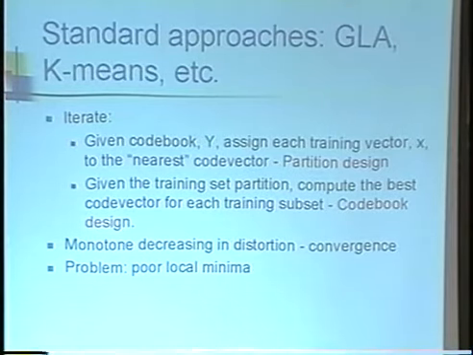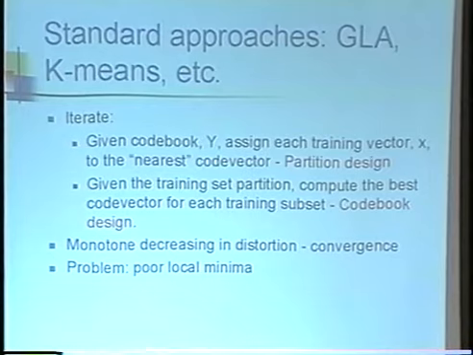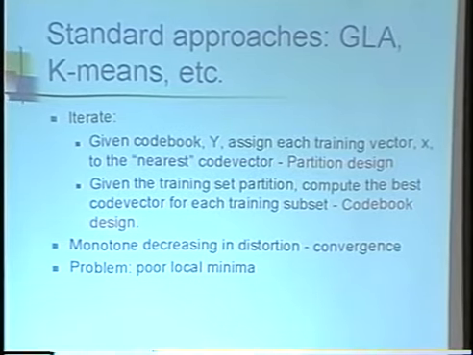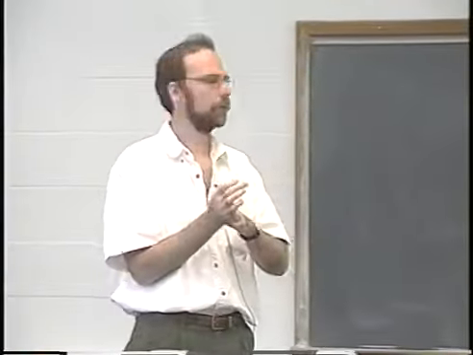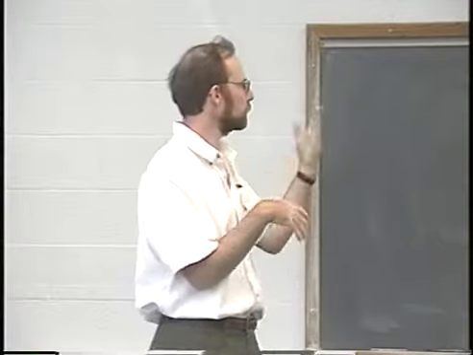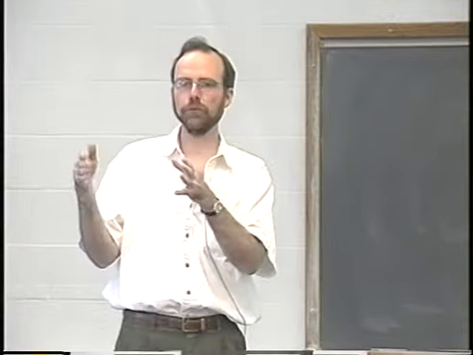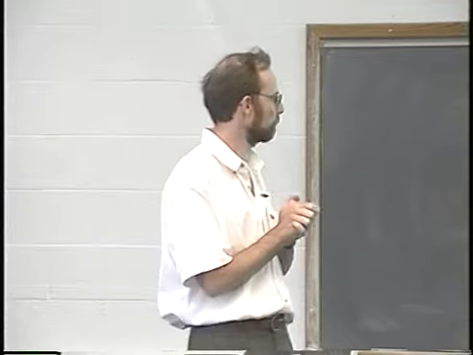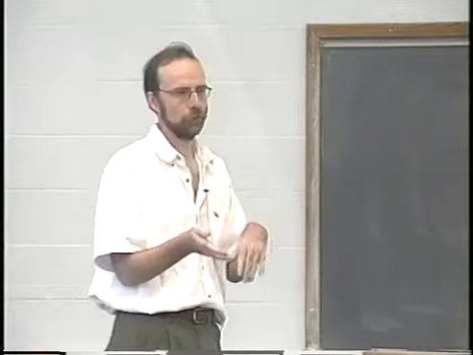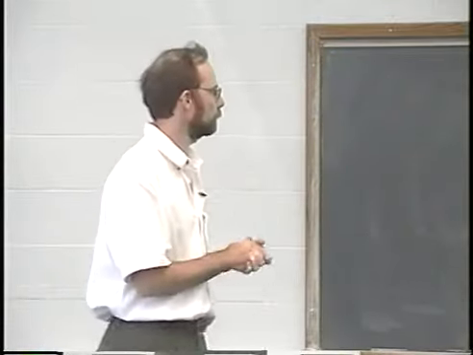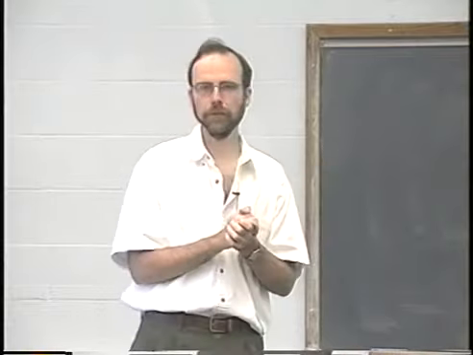What is the basic idea? The basic idea is pretty simple. We break our design into iterations that consider two subsets of the parameters we're dealing with. In the first step, we're given a code book, y, and now we assign each training vector x to the nearest code vector. And that's the partition design. Nearest here is in quotes because it is nearest in the sense of our distortion measure that we define. It's important to this problem. So we design the partition given the code book. The next step is to say, let's fix the partition we have and design the code book for this partition, which means finding the best possible code vector for each subset.